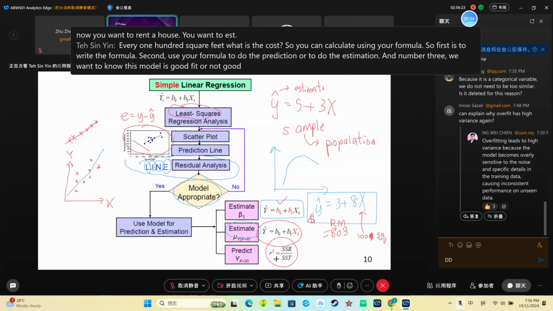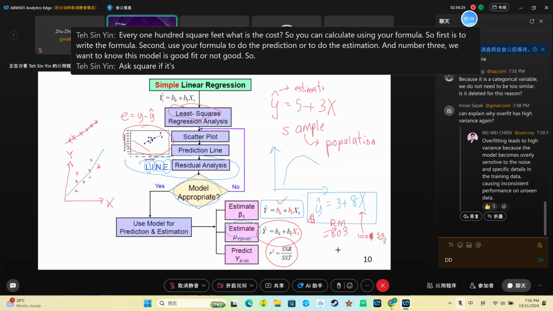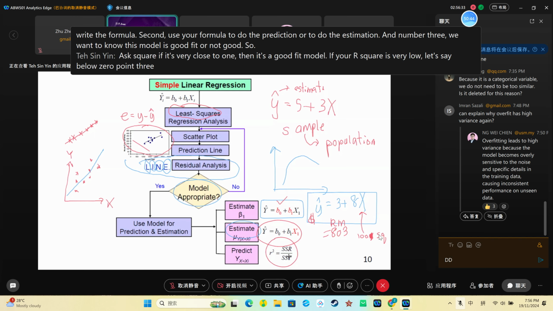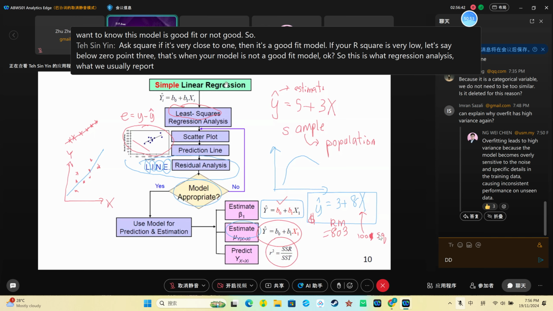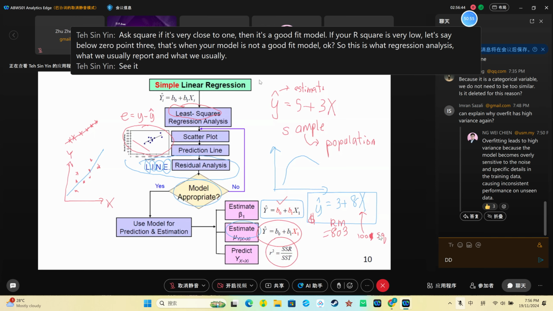So the R square, if it's very close to 1, then it's a good fit model. If your R square is very low, let's say below 0.3, that means your model is not a good fit model. Okay? So this is what we usually report and usually see in regression analysis. Now, let's move on.